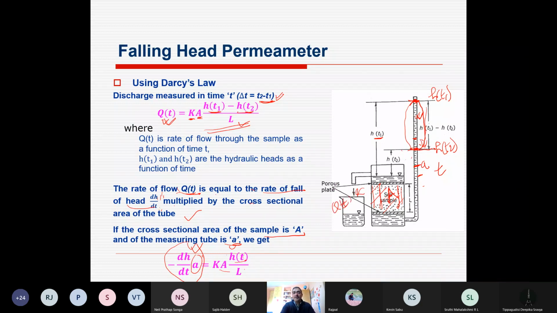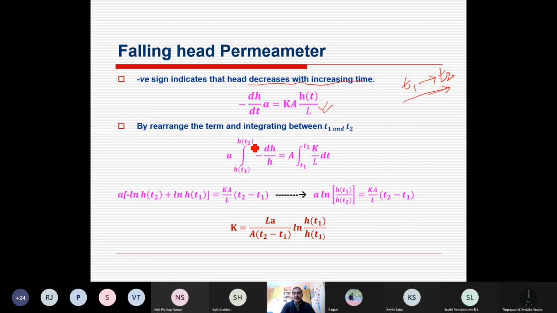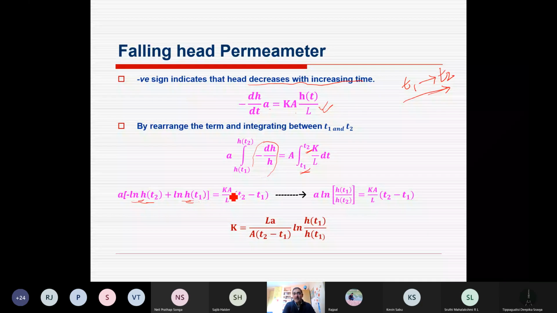So we are simply integrating these two conditions for head, from Ht1 to Ht2, and this time from T1 to T2 that has been observed in this charge condition. So now, by integrating this condition, you can get A, that is multiplier, and it is minus, so it is natural logarithm of Ht2 plus natural logarithm of Ht1. That is equal to now A, K, that is multiplier by L, and dt, that is simply T. So for T, it will be T2 minus T1.